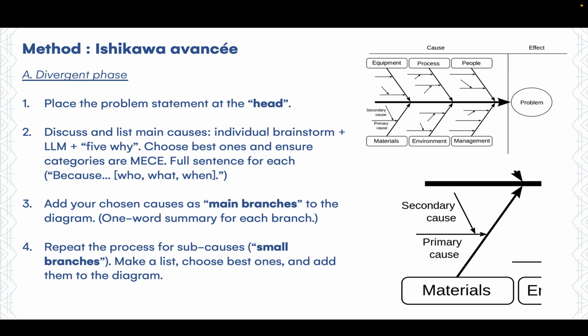Then once you've written this down on a sheet of paper and circled the best ones that you like, that's when you can then start filling out the diagram on the whiteboard or on the flip chart. And the ones that you choose, those are the main branches, and you can then use a one-word summary because you've already written down the fuller statement. And then you want to repeat that process again for the subcauses, using the 5 why, using the LLM to fill in the gaps. That's your divergent phase.